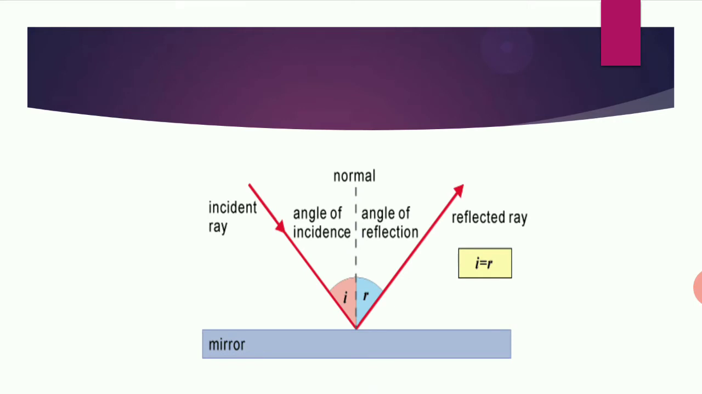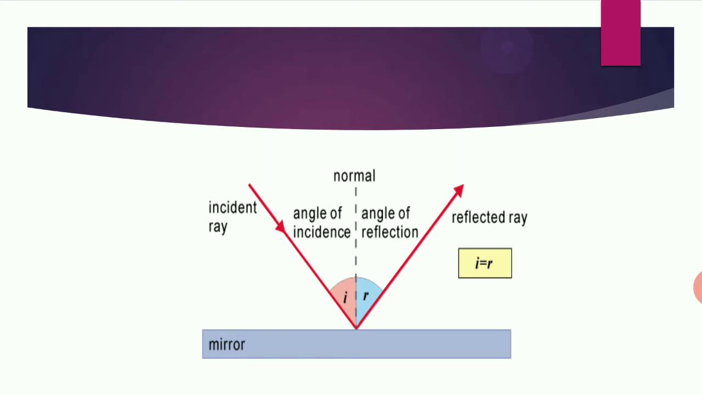Reflected ray. The ray of light which is reflected by the mirror at the point of incidence and travels away from the mirror is called the reflected ray. So this is the reflected ray.